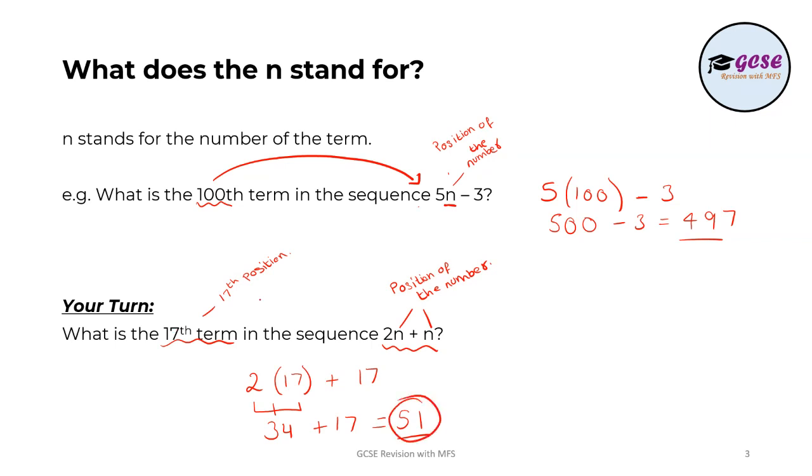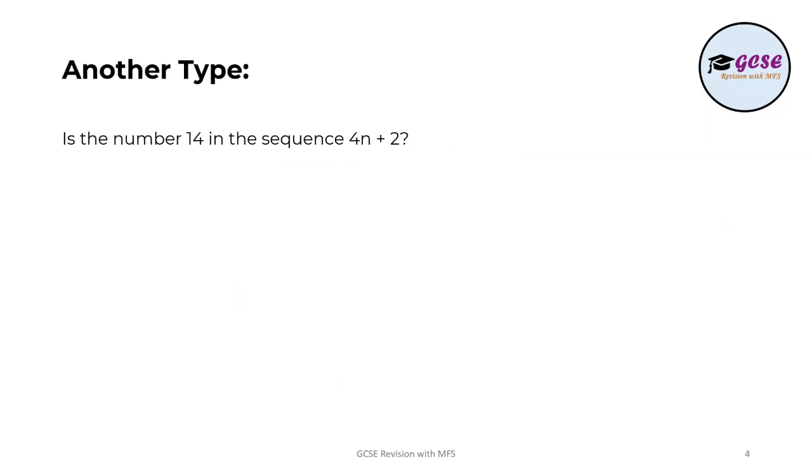So as you can see, we're working out the 17th position. Because it's 2n plus n, n is the position of the number, and we're trying to work out the 17th position of the number. And all we have to do is substitute 17 in the place of n. So as you can see over here, we're just applying the substitution skill.